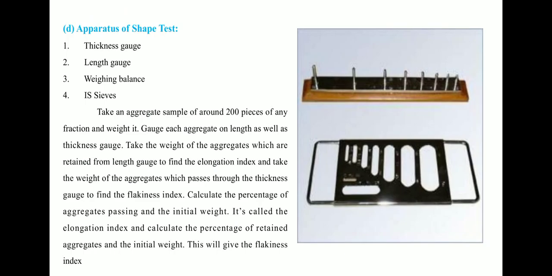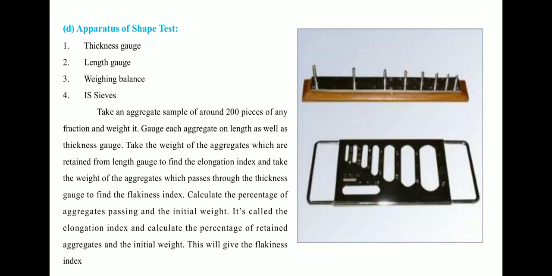The apparatus used for the shape test are the thickness gauge, the length gauge, a weighing balance, and IS sieves. Take an aggregate sample of around 200 pieces of any fraction and weigh it. Firstly, take 200 pieces of aggregate and weigh them.